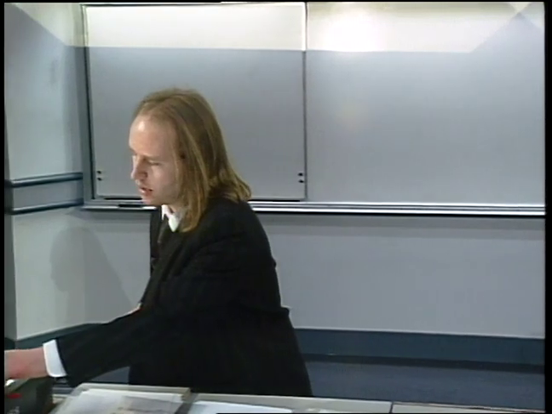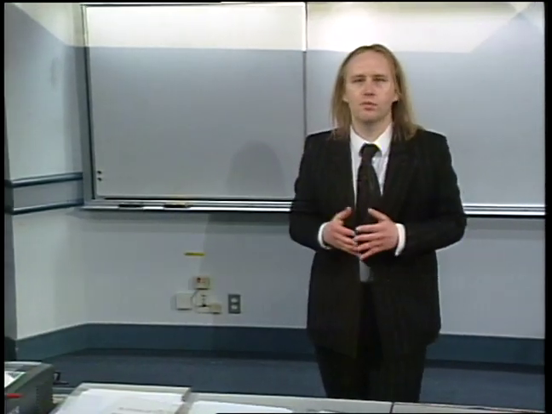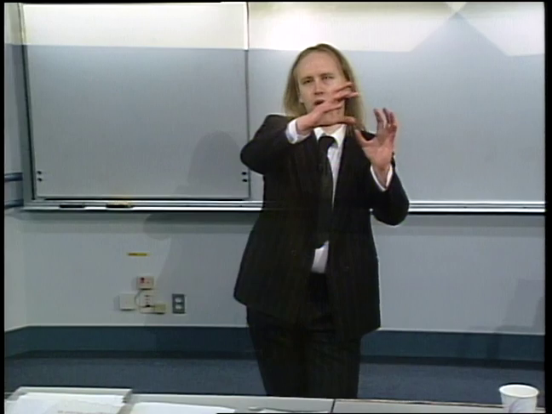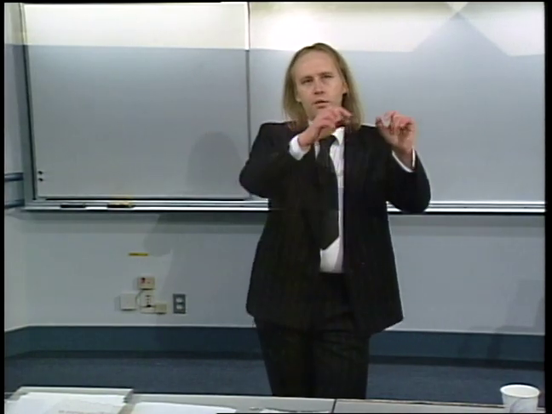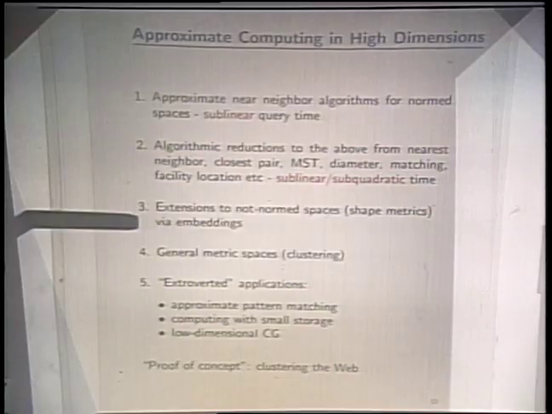In the third part, we'll deal with a different type of reduction. Instead of reducing one problem to another problem, we'll take problems over one metric and reduce them to problems over another metric. This is useful because the algorithms in the first two parts work only for normed spaces, which I will define in a moment. The reductions in point 3 allow us to extend those results to other metrics which are not normed spaces. In particular, some shape metrics are examples of such metrics.